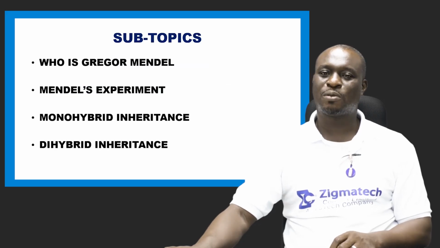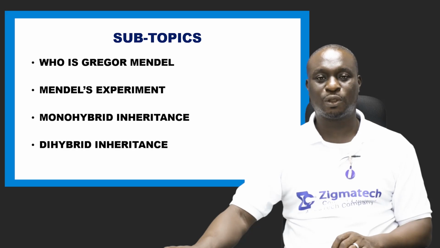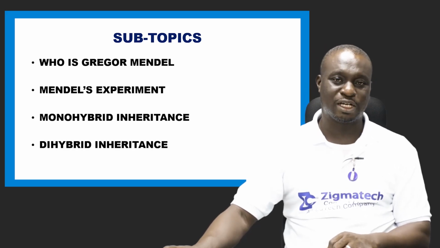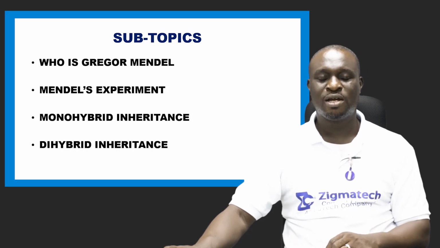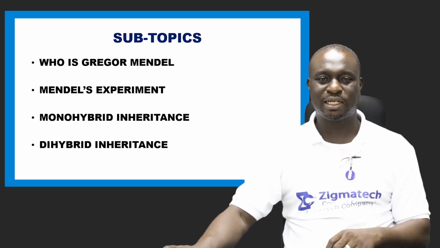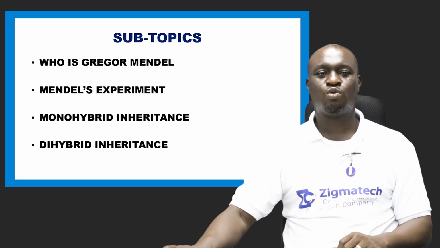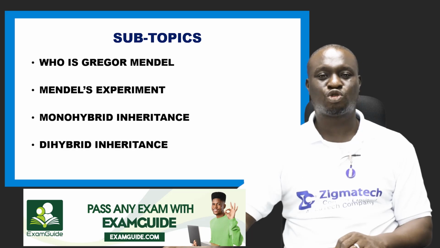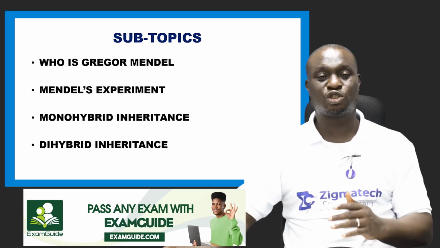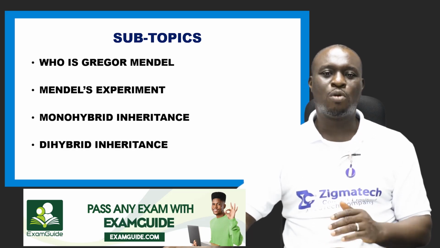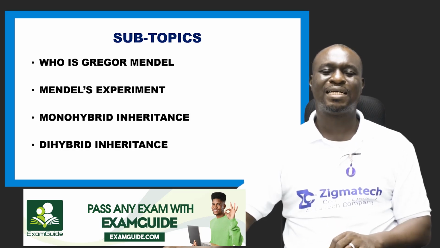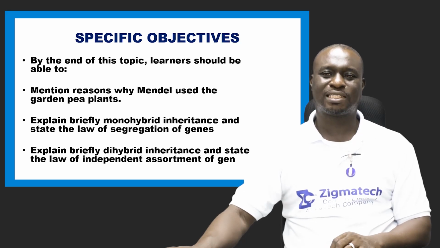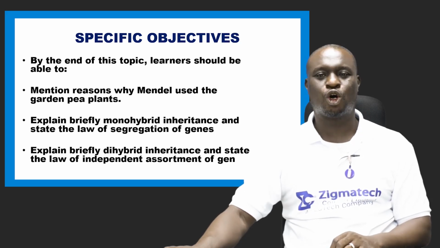Now, the subtopics we're going to be looking at in this topic are: who is Gregor Mendel. We're going to explore a little about his life, though he's late, very briefly. And then we'll look at his experiments. We are also going to be talking about 2 important methods of his experiments, which are the monohybrid inheritance and dihybrid inheritance.